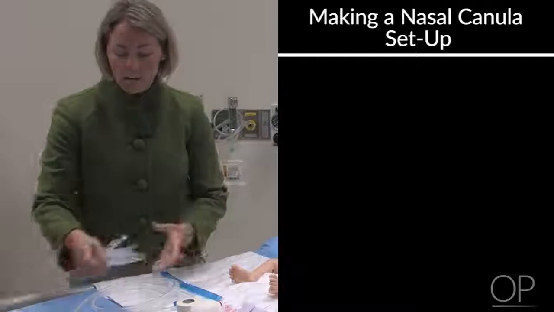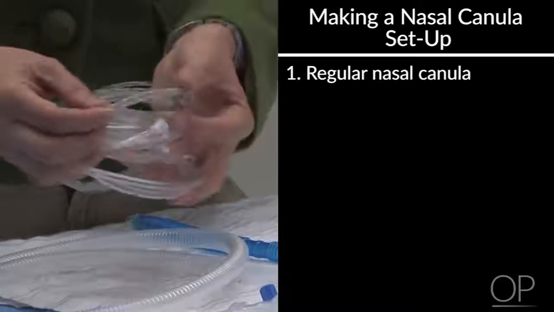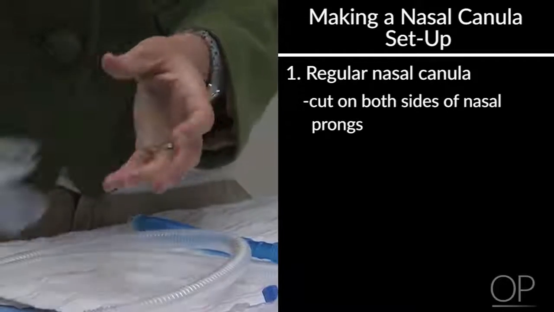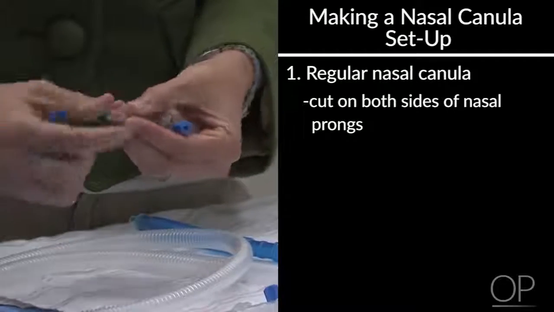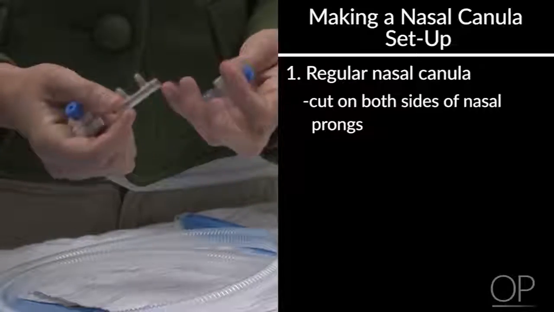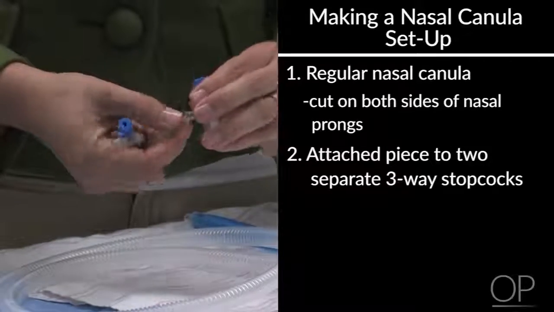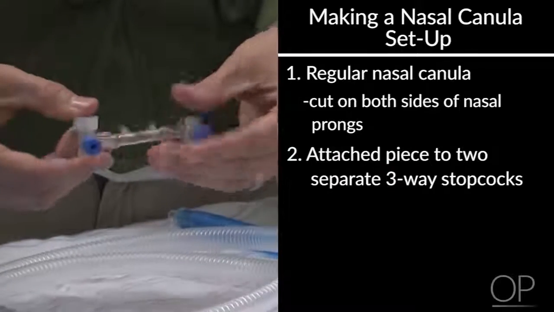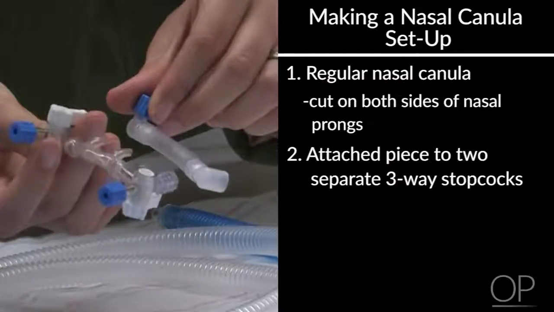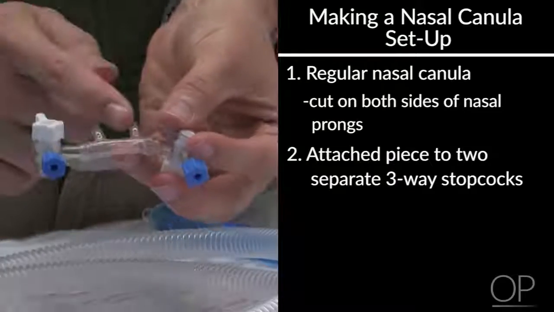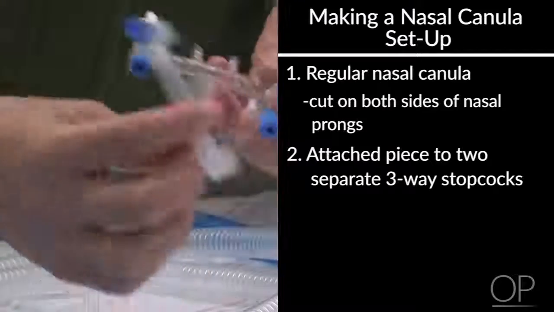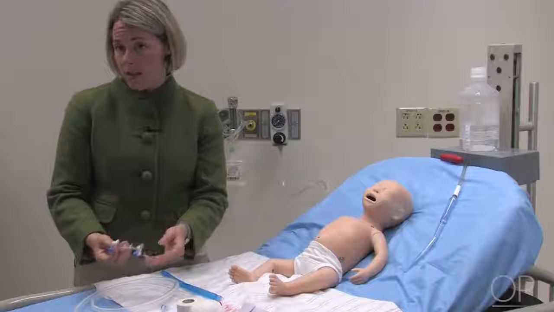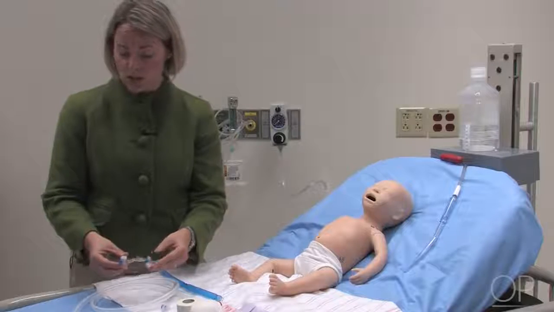And I've made one here using a regular nasal cannula, for which I have cut on either side of the nasal prongs. And as you see here, I've cut each side, and then I've attached it to 2 separate 3-way stopcocks. And I have a nasal cannula setup that looks very similar to what I have here. You'll notice that the distance between the nasal prongs is different for both of these interfaces, so you'll need to adapt that to which size patient you're using.